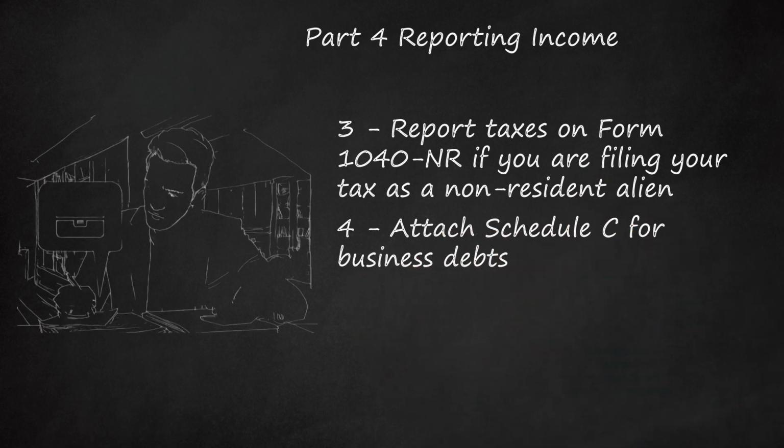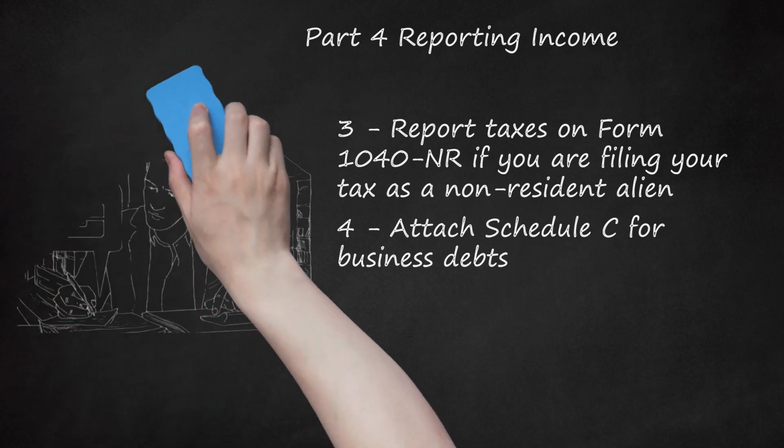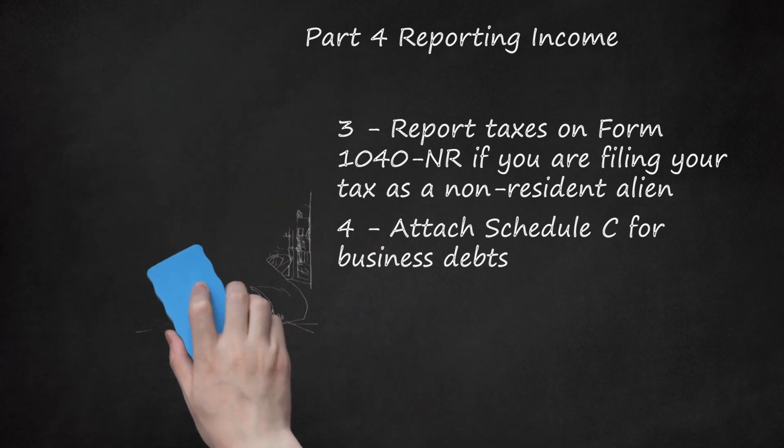If the canceled debt was related to business operations, you will report it on Schedule C instead of at line 21 of Form 1040. You will report the canceled debt income on line 6 of Schedule C. File Schedule C along with your Form 1040 or 1040-NR.